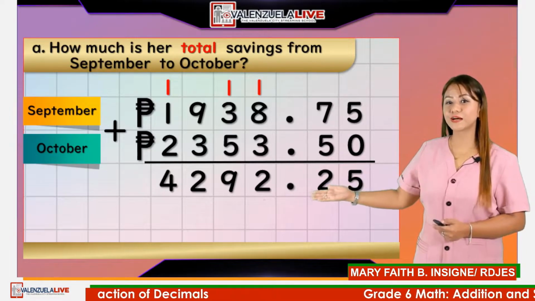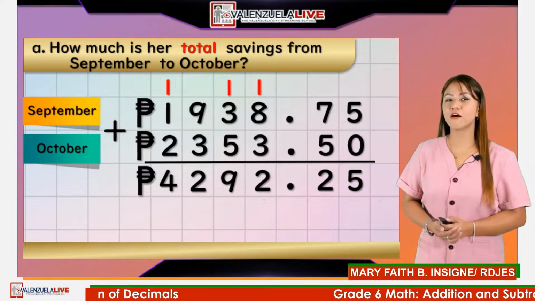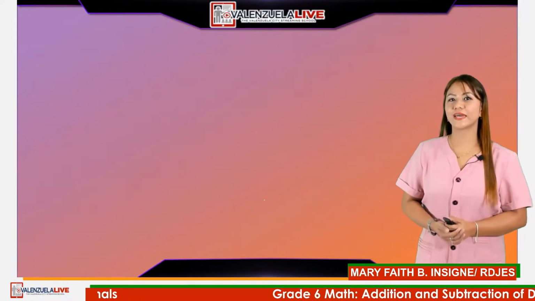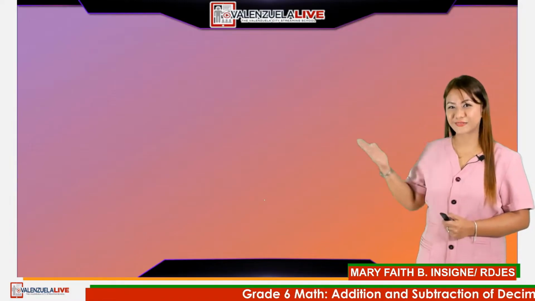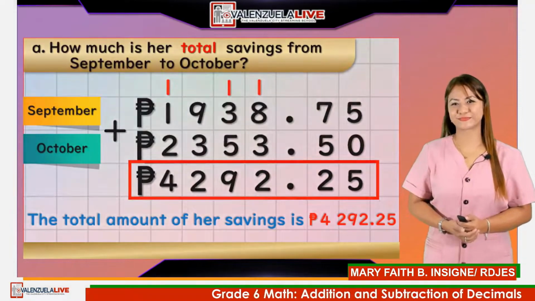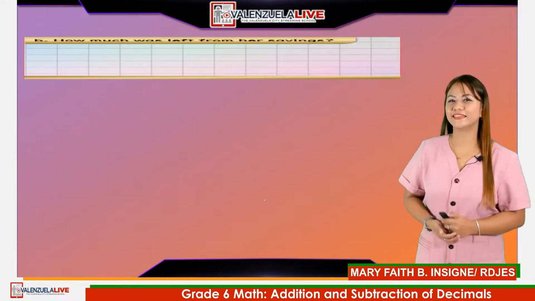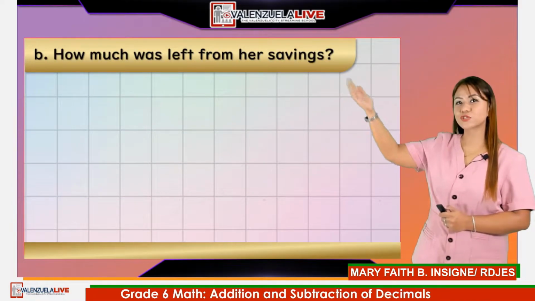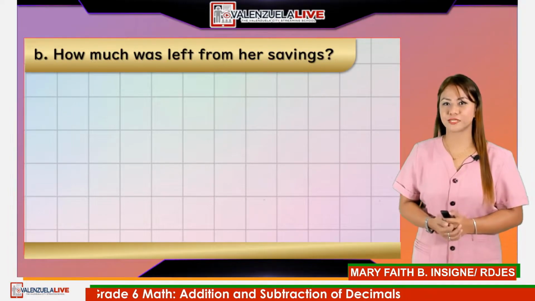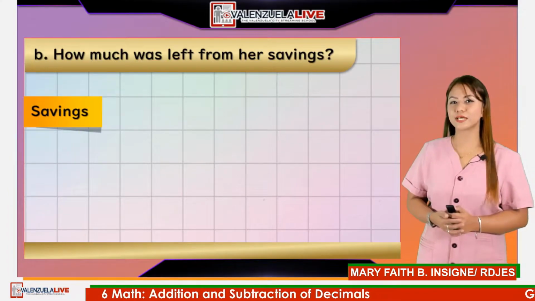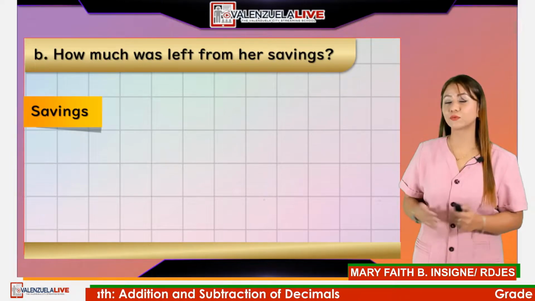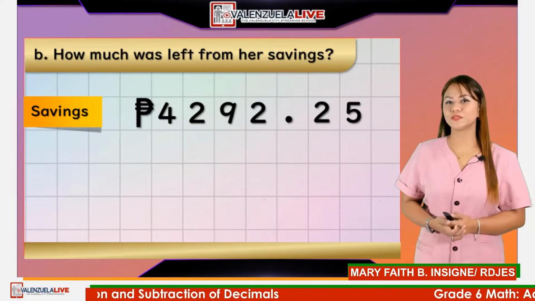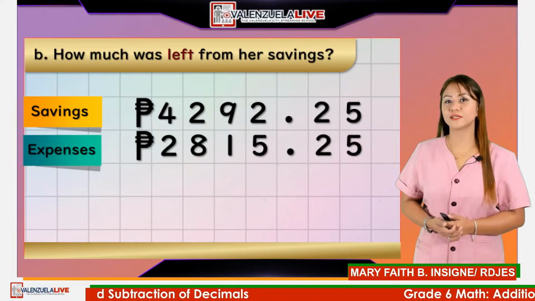Therefore, the total amount of her savings is 4,292 pesos and 25 centavos. Next, let us answer this second question, which is how much was left from her savings. Since we are going to get the total amount of her savings that was left from her, we need to use the operation which is subtraction.